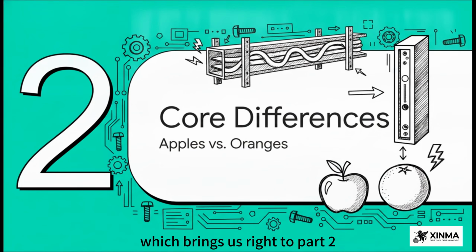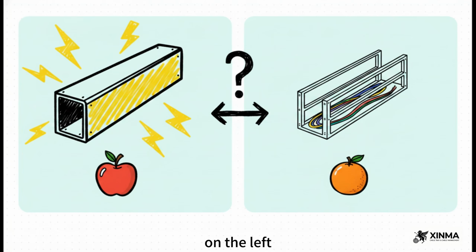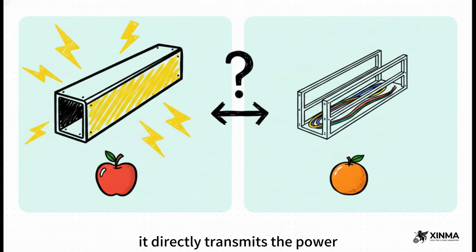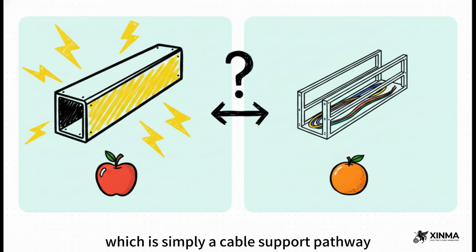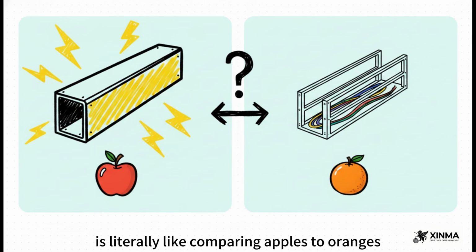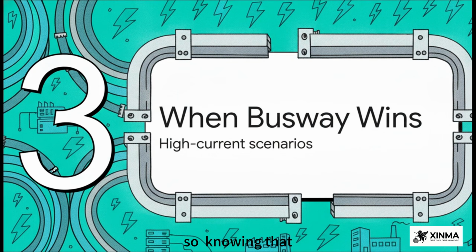Which brings us right to part 2, the core engineering differences. Let's look at the actual mechanics of what these systems do. This brilliantly illustrates the core issue. On the left, you've got busway, which is fundamentally a current-carrying system. It directly transmits the power. But on the right, you have cable tray, which is simply a cable support pathway. Trying to make them compete on the exact same route is literally like comparing apples to oranges. They solve entirely different problems. So, knowing that, let's move into part 3 and look at when busway actually wins.